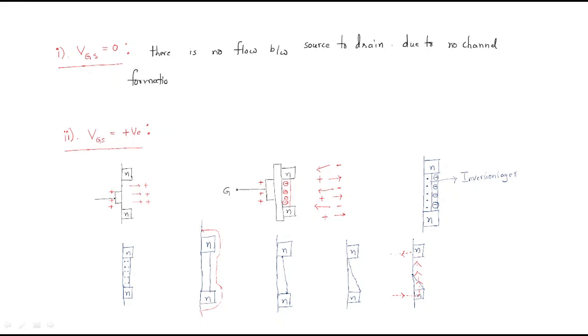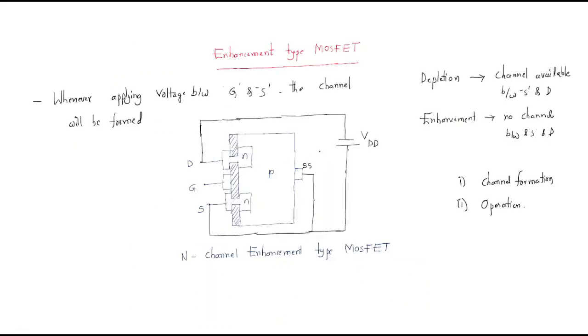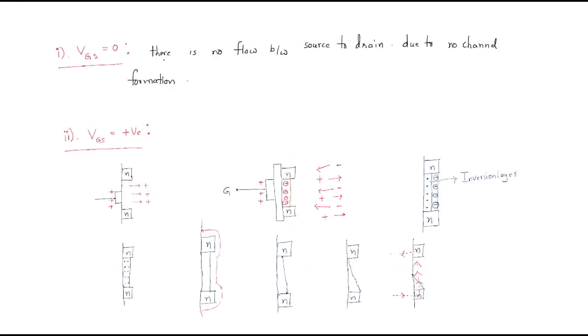So we can tell that we are giving the bias but there is no current flow between source and drain. That's why we will say it is in the off condition. Why is it in the off condition? There is no current flow between the source and the drain, so the MOSFET is in the off condition.